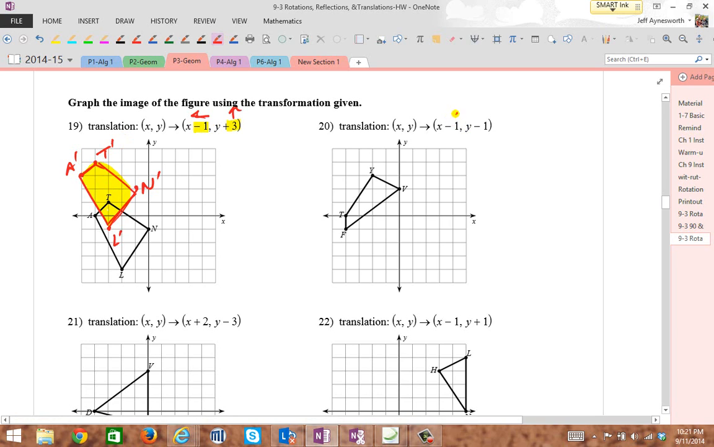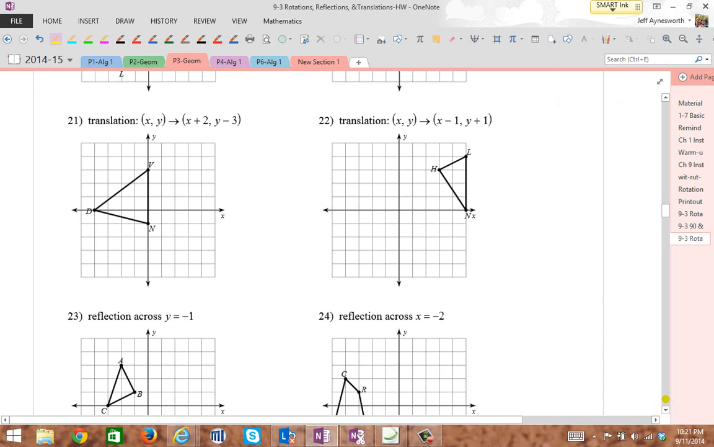All right, this is a left 1, down 1, okay? Left 1, all right, down 1. Why? Because left 1 on the x, left because it's minus 1, down 1 because it's a minus 1. So here we go, T prime, F prime, boom, boom, Y prime, V prime. Go ahead and connect, and then shade it in so you can see things a little bit better. All right, so always have a highlighter out. Okay, here we go, right 2 and down 3.